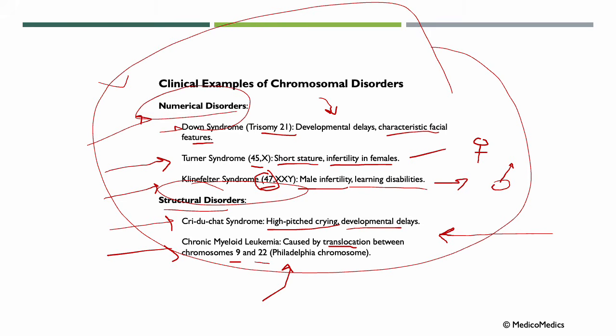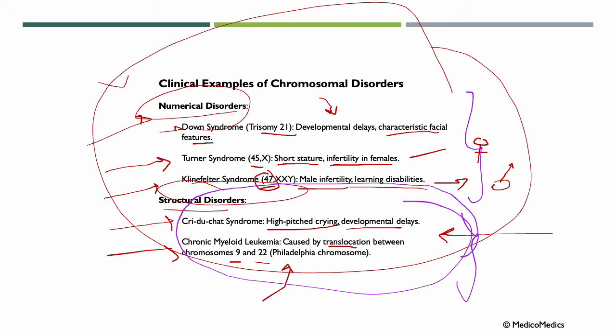So hopefully you now have an idea of how to differentiate between these disorders. It's actually on the level of the chromosomes itself. Here you have an issue with a quote-unquote broken or rearranged setup of your chromosome. Here you have chromosomes either missing or you have too many.